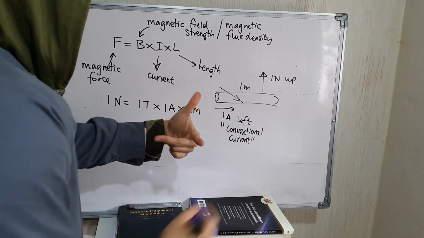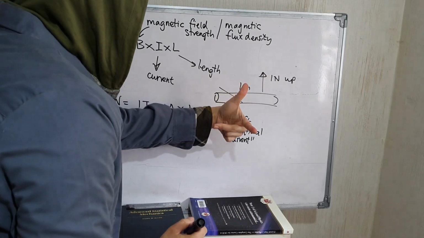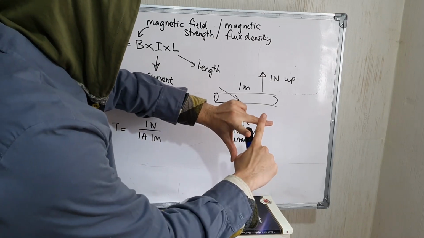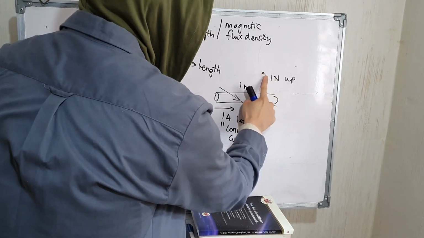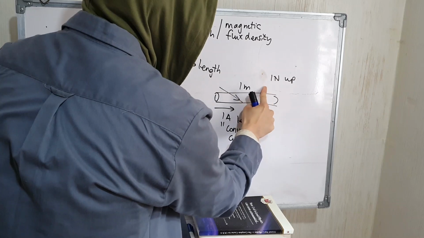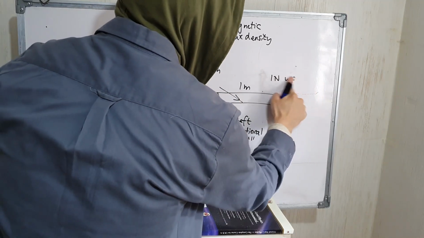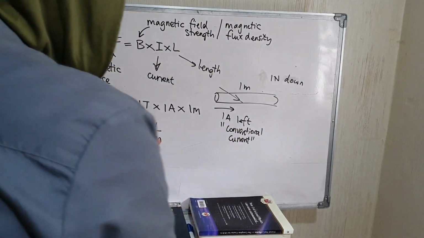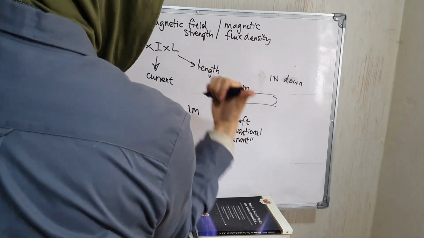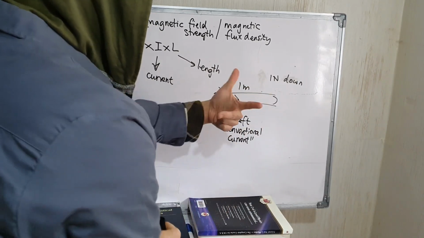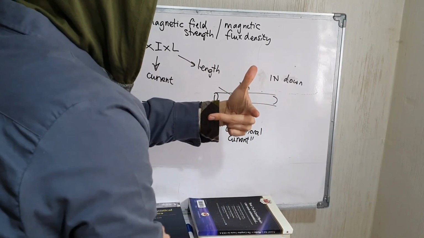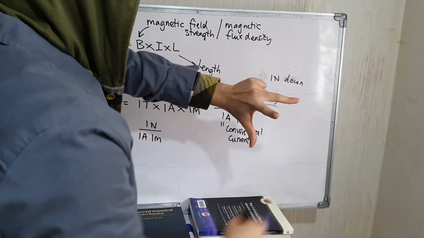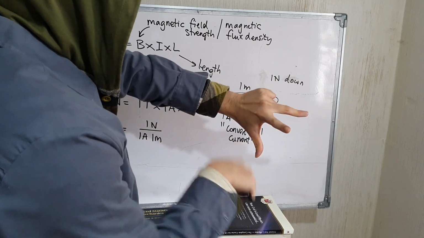The field is going this way, so the field is coming out of the board. That's the field, that's the current. So it's going down, not up, down. All right, so let's just do that again. The field is coming out of the board. The second finger is the field. Assuming that it is conventional current, the field is coming out, conventional current is going from left to right, so it's 1 Newton, so the force is going down.